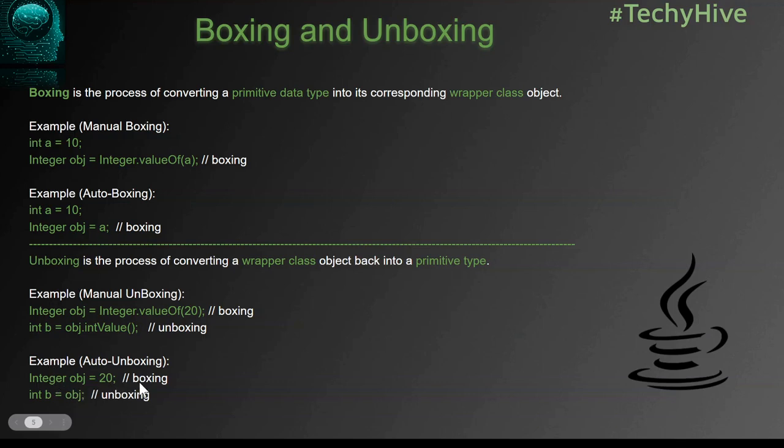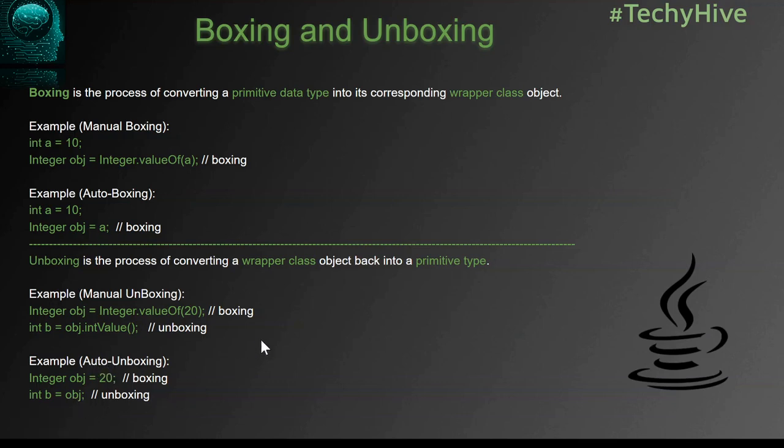Now next, auto unboxing. An Integer object is assigned 20. So here again it's boxing: on the right hand side we have an integer value, and on the left side we have an Integer object. Automatically boxing is done by Java, and then here we are assigning the object to a primitive type b. On the right hand side we have a wrapper class object, but on the left hand side we have the integer primitive type b. So here Java again knows that this Integer wrapper class can be converted to the integer primitive type, so it will convert that automatically, and this is called auto unboxing.